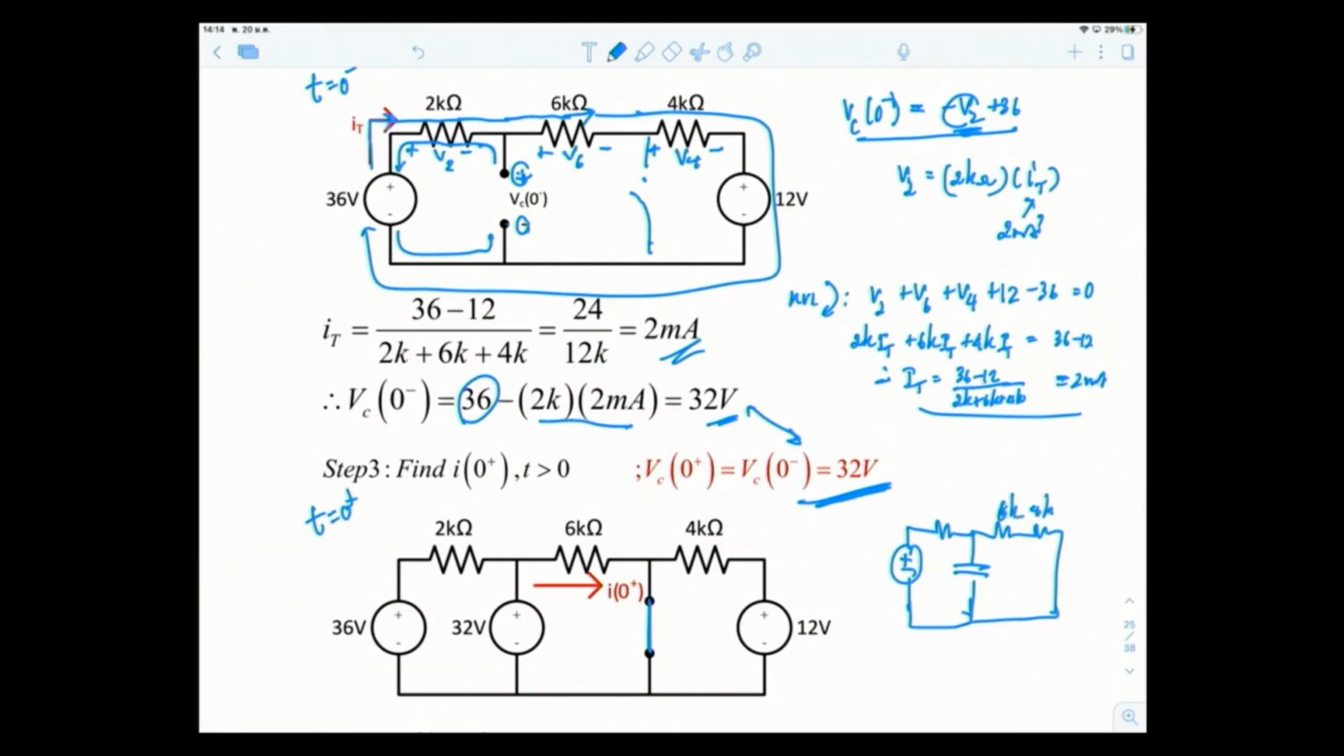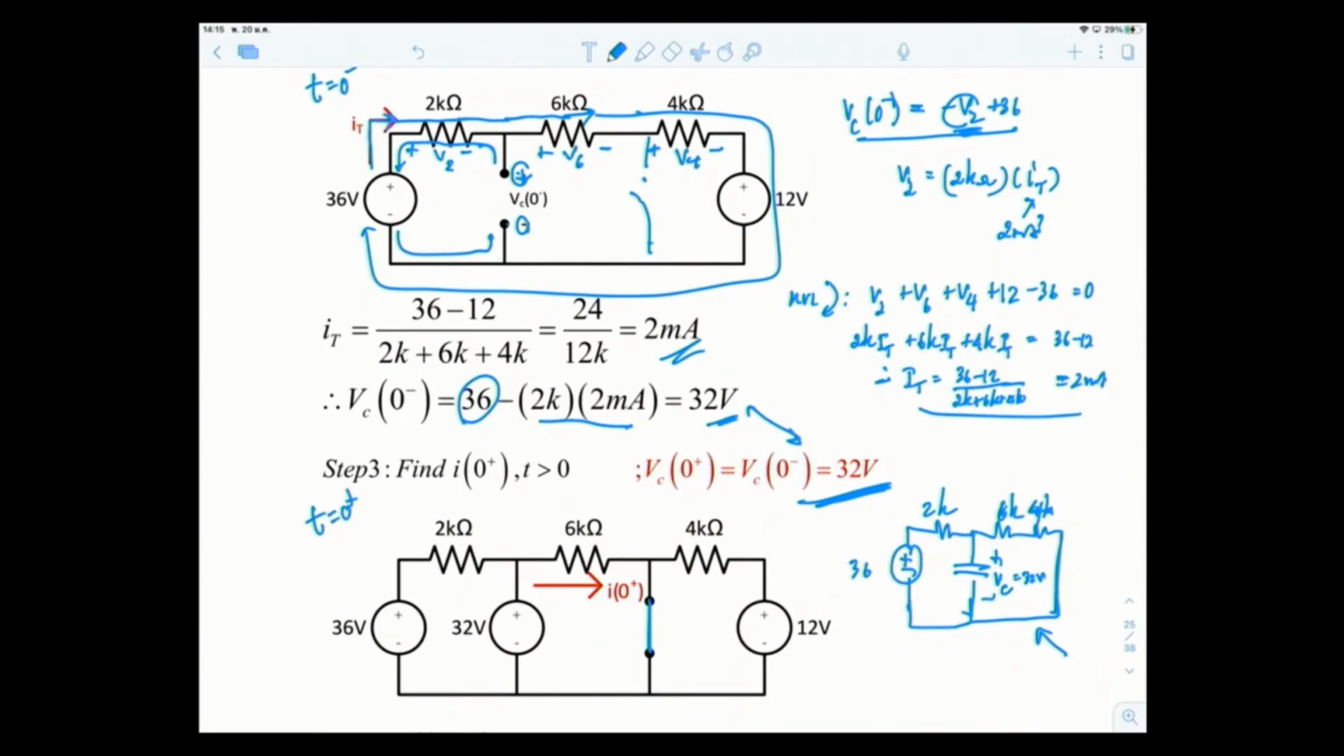$6K, $4K, and $2K, 36, right? It's VC right here. The circuit's actually like this. We ignore the 4K and the 12 volt altogether, right? Because it's being shorted by that switch. So the actual circuit is like this, right? But you have to keep in mind that this is 32 volt.